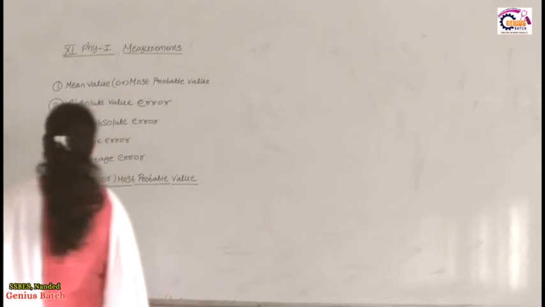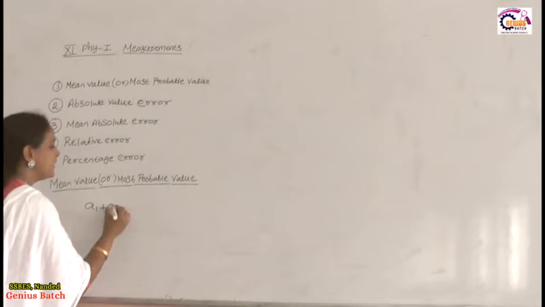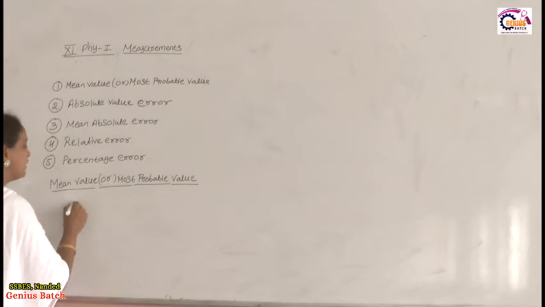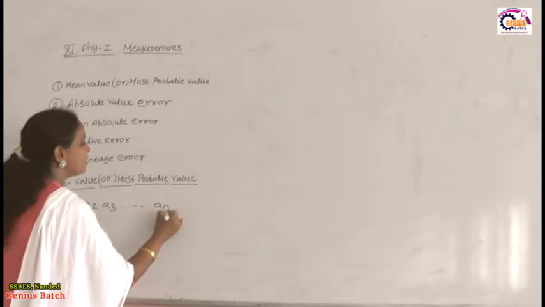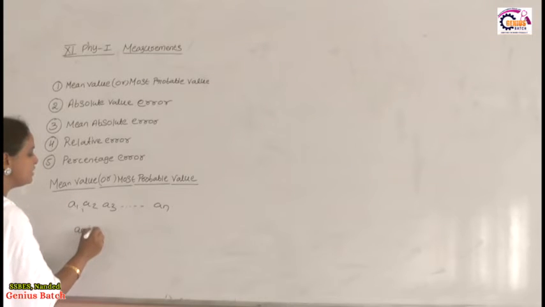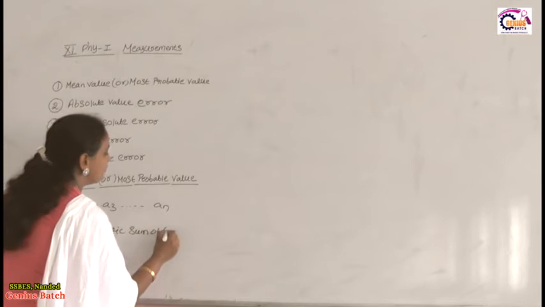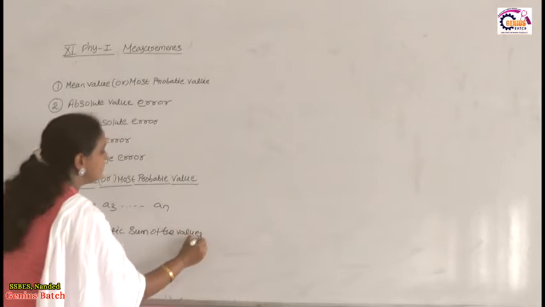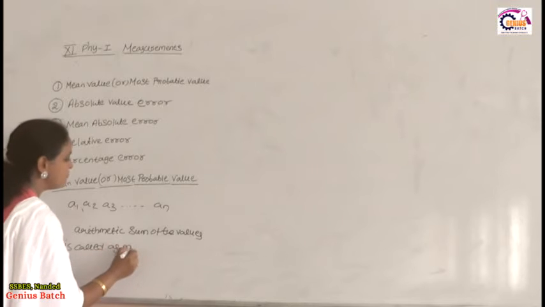How is the mean value denoted? Suppose A1, A2, A3 and so on up to An are the readings. I can write the mean value as the arithmetic sum of the values upon the number of values. This is called the mean value.